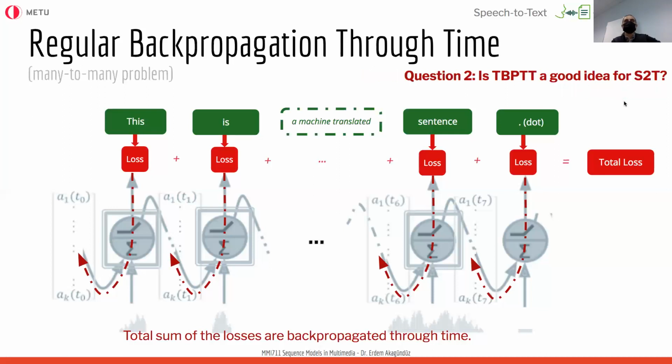Good. Is truncated backpropagation a good idea for speech-to-text? Because in the previous example, we have seen that it was not. I mean, because a part of the sentence may be correct, while another part of the sentence may not be correct. So it was not a very good idea. What is the case for speech-to-text? Would anybody want to make a comment?